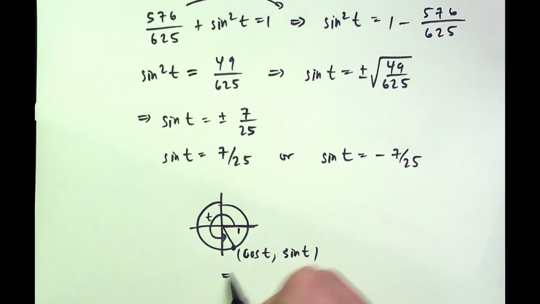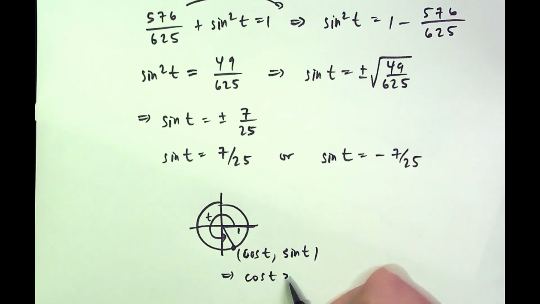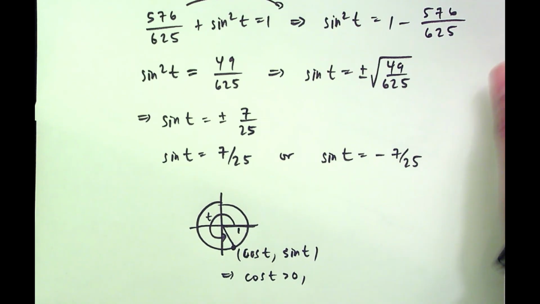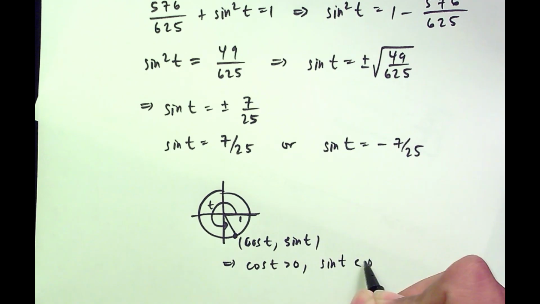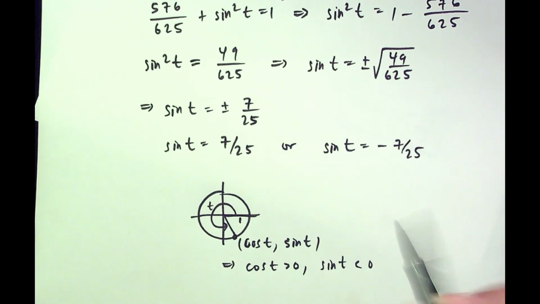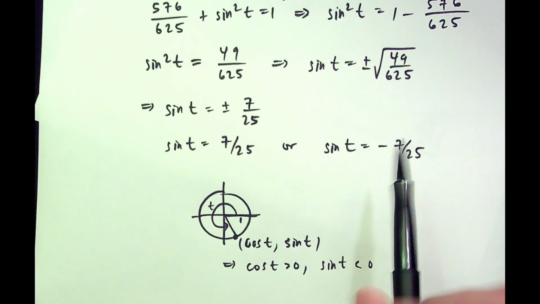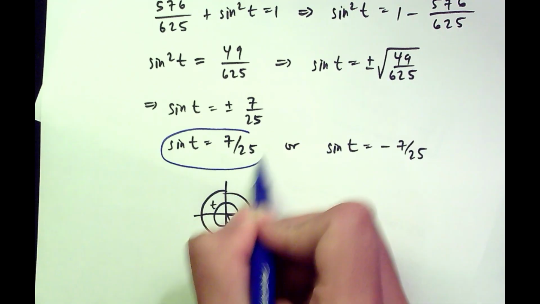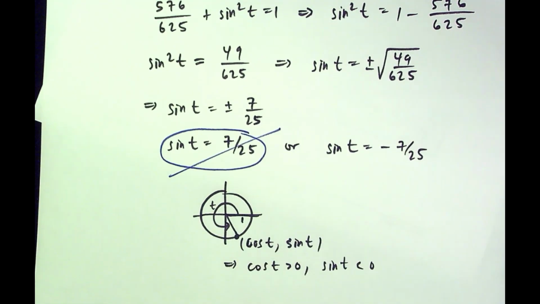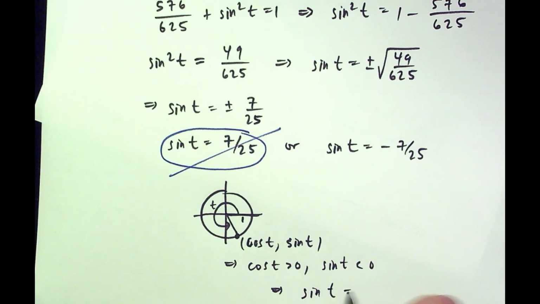Now, that means the cosine, in this quadrant, is positive. We don't need that, but the sine is negative. In that quadrant, the sine is negative, and therefore the answer is this one. This cannot be right because our angle is in the fourth quadrant. So the answer has to be that sine of t equals negative 7 over 25.